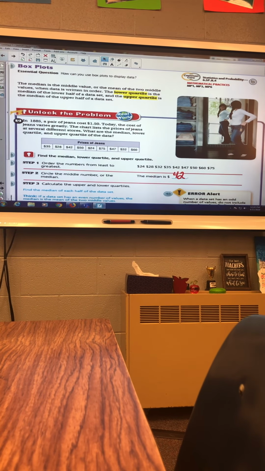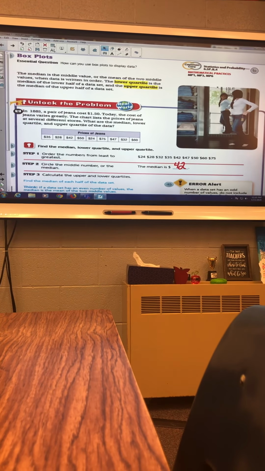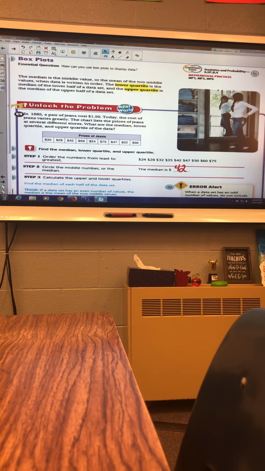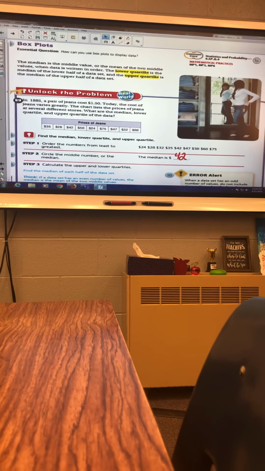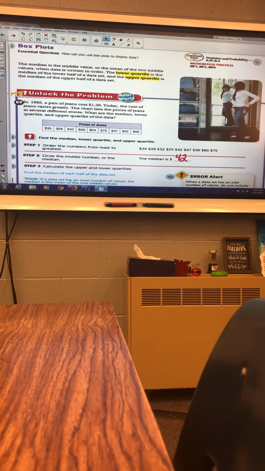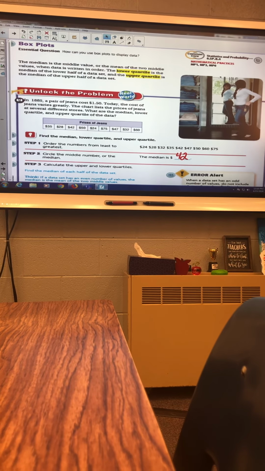Alright guys, today we are going to do some box plots. Sometimes they're called box and whisker plots. I think some of you have probably already seen them on your MAP test, but we'll go through them. So in a box plot you need to know some terms.